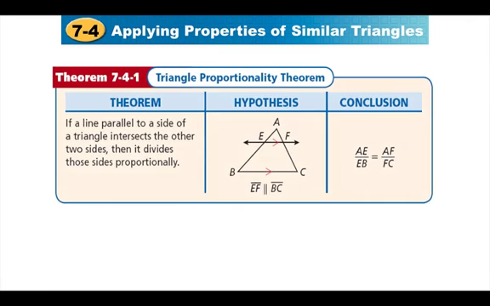Theorem 7.4.1 is called the triangle proportionality theorem. Follow along. It says if a line parallel to a side of a triangle intersects the other two sides, then it divides those sides proportionally. And let me highlight this. Again, they're talking about this line parallel to this other side of the triangle. So then you have AE over EB is equal to AF over FC.